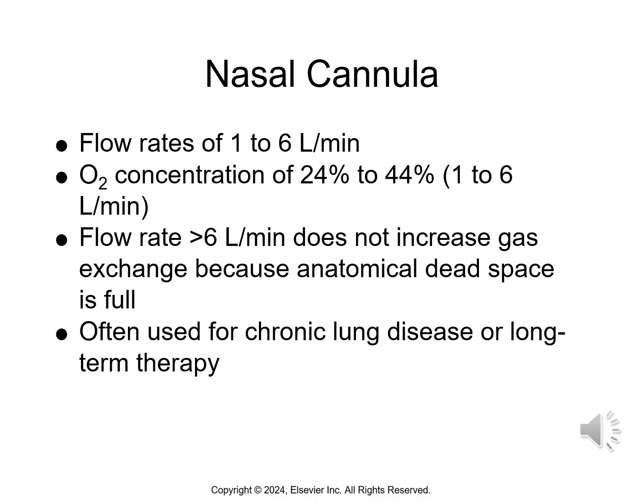So for nasal cannula, the flow rates, like I said, are from 1 to 6 liters. You will see people go in and just crank that all the way up to the 15 liters on the wall mount. I will tell you that that is not effective. Your patient's not able to get greater than 6 liters because the gas exchange from the anatomical dead space is full. O2 concentration of 24 to 44%, 1 to 6 liters per minute.